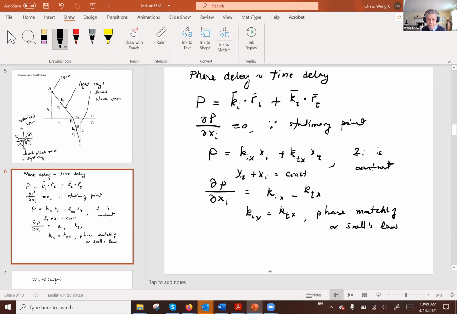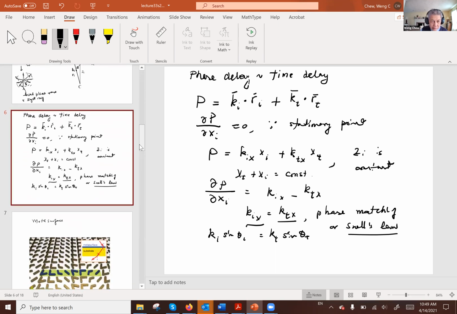So this is a wonderful result because it's obtained not using phase matching, but with the argument that the phase delay or the time delay between the point A to C should be minimized. Okay, and if you write this out in terms of angle, it will be Ki sine theta i would be equal to Kt sine theta t. Okay, this is what phase matching says, and it's just what we know as Snell's law. So are there any questions regarding the use of Fermat's principle? Okay, so this is wonderful news.